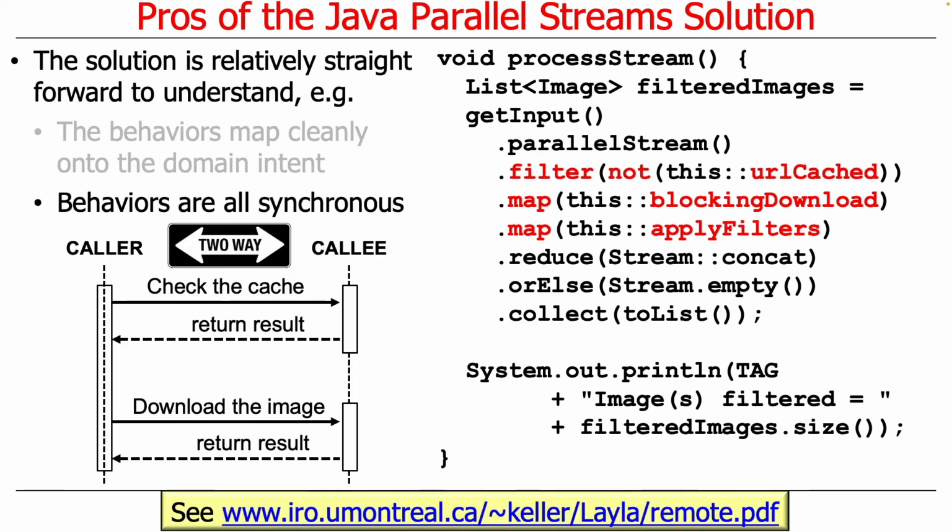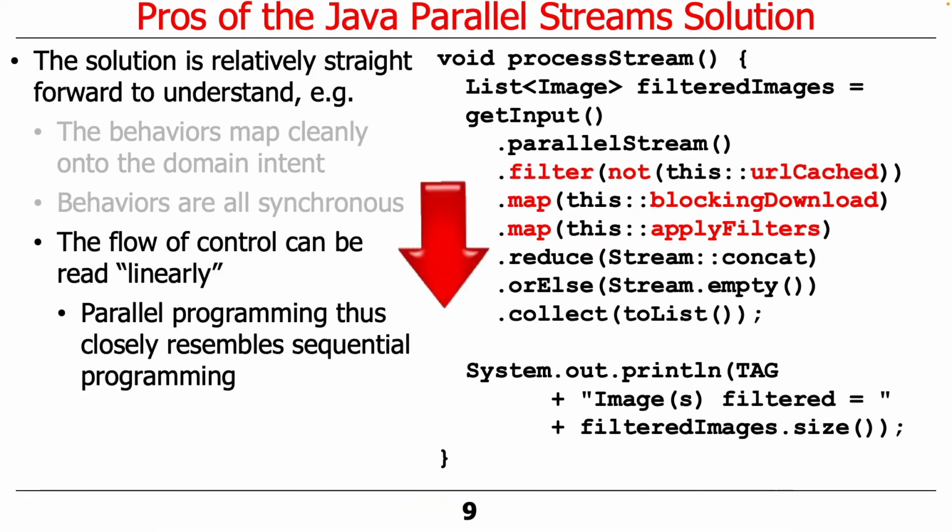Another nice thing about this that makes it easy to understand is the behaviors are all synchronous. They're all two-way calls, request-response. So checking to see if it's cached, that's a synchronous call. Downloading the files, that's a synchronous call, meaning it doesn't come back until we're done. The call does not come back until we're finished. Applying the filters, again, transforming, storing, all done synchronously. We can pretty much understand that by understanding two-way responses. And the reason this works well is because it's parallelized using parallel streams.